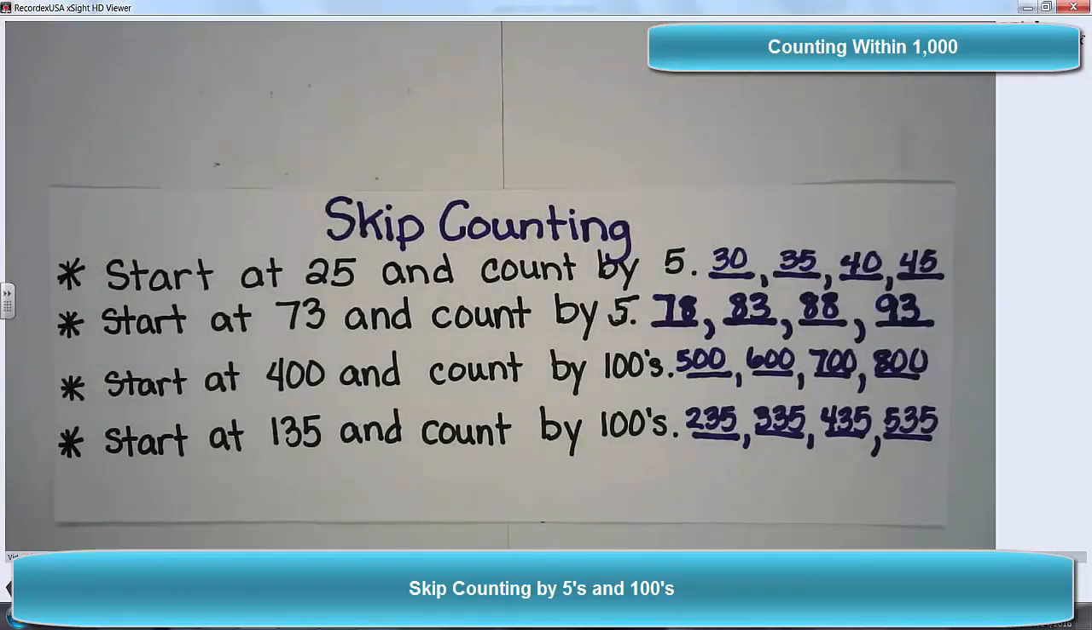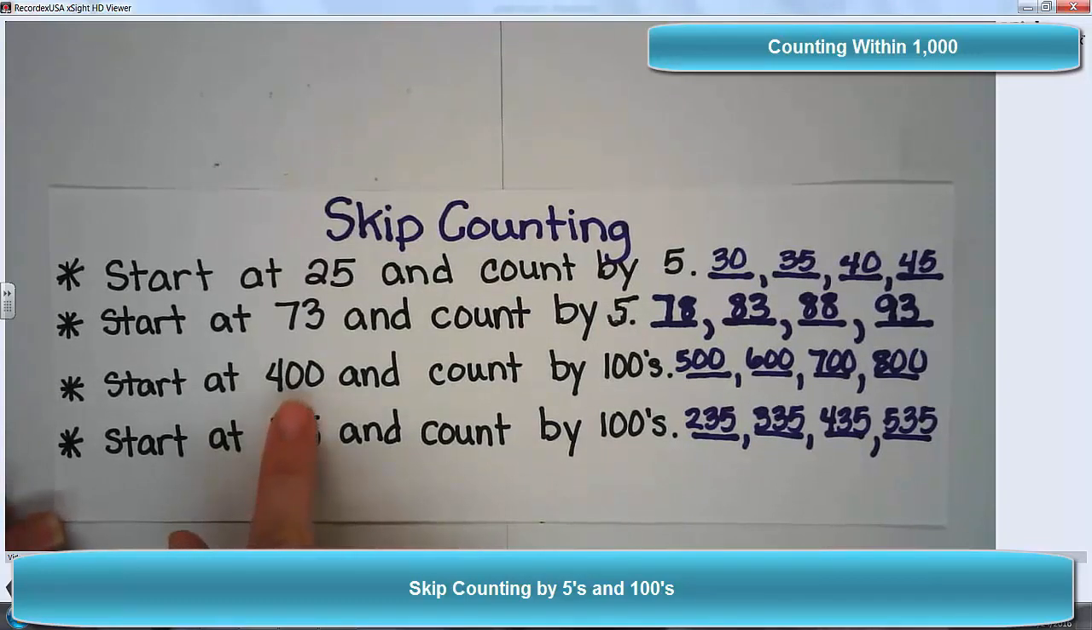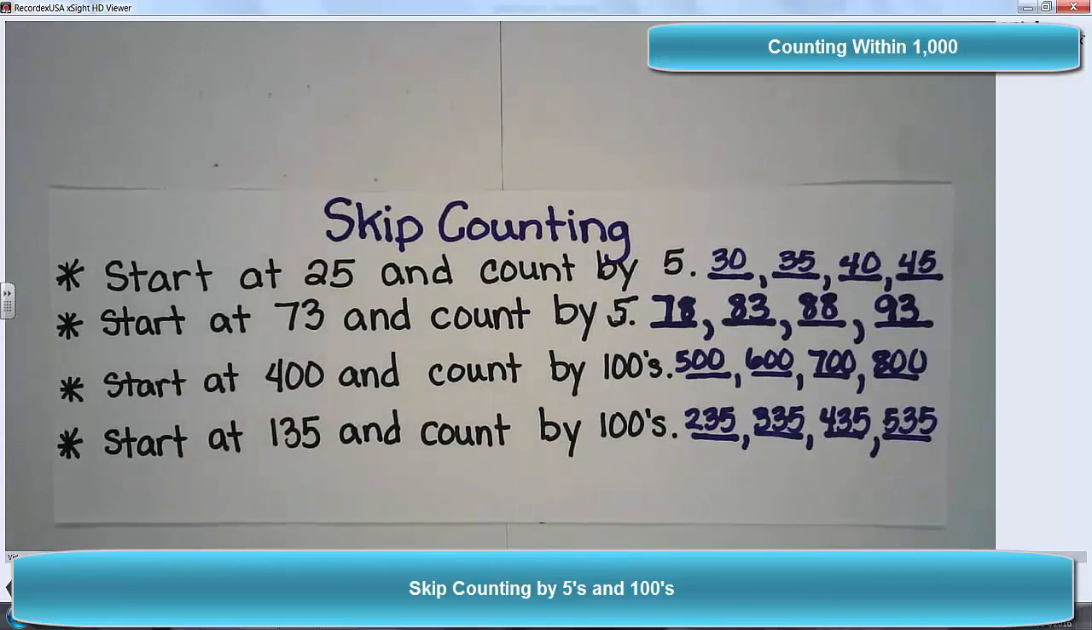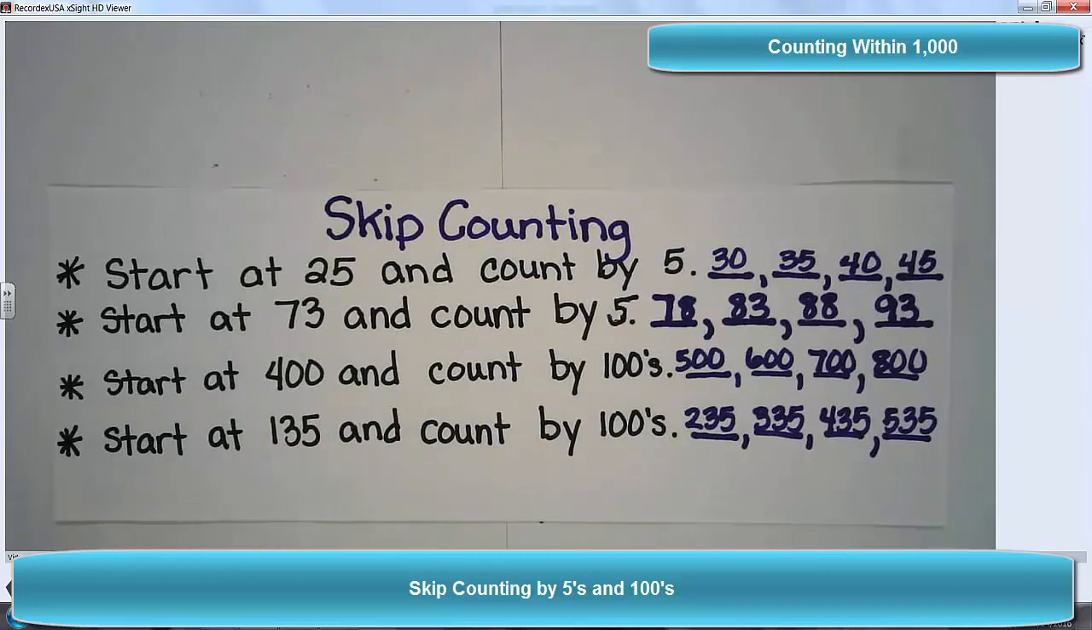In second grade, students will also be asked to skip count by hundreds. So a teacher may say, start at the number 400 and count on by hundreds. Here, a student will continue counting by changing only the digit in the hundreds place: 500, 600, 700, and 800. A teacher may ask them to start on a number that is not exactly on 100, such as start at 135 and count by hundreds. A student here knows the pattern that the hundreds place is the only digit that changes and it increases by 1. So the next few numbers are 235, 335, 435, and 535.